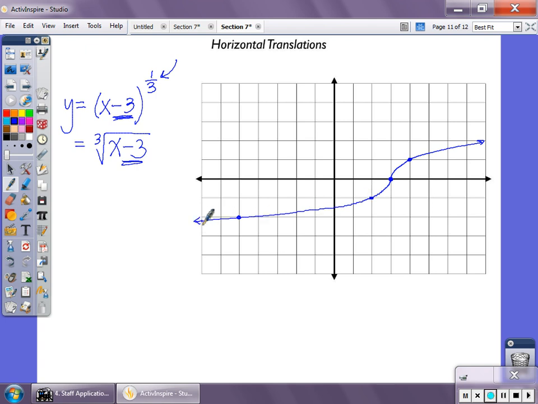And the domain and the range remain unchanged. We continue going to the left forever, to the right forever, so that's negative infinity to infinity. And then we continue going down forever, up forever, and so that's negative infinity to infinity for the range as well.